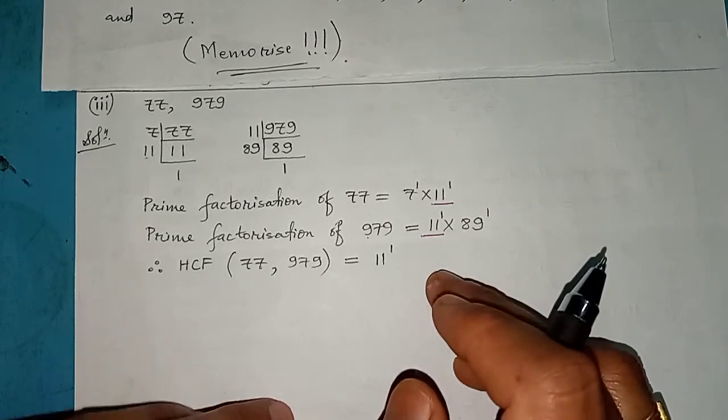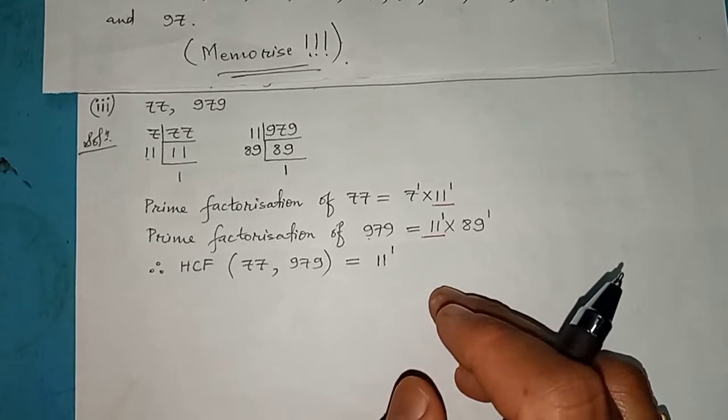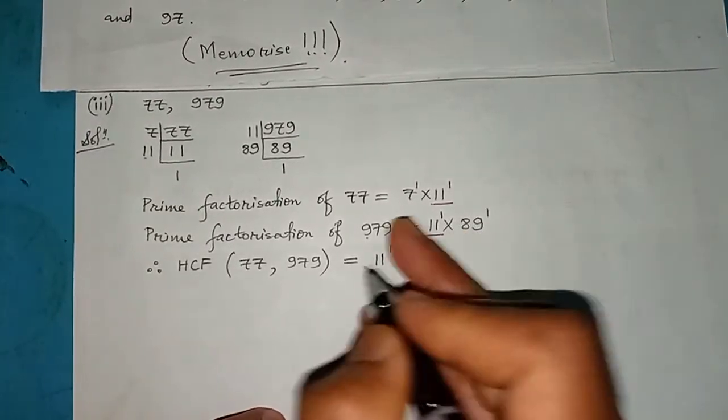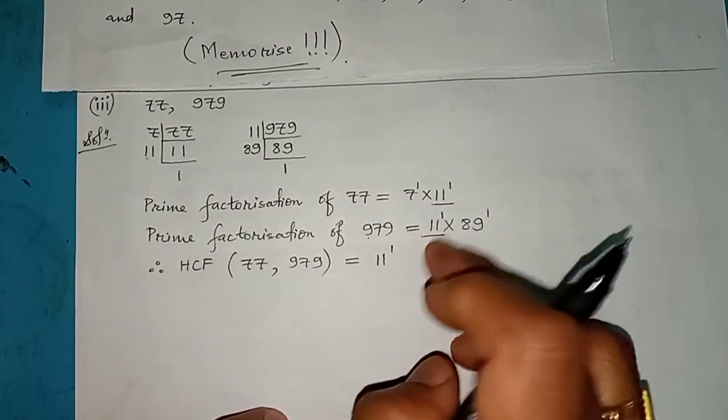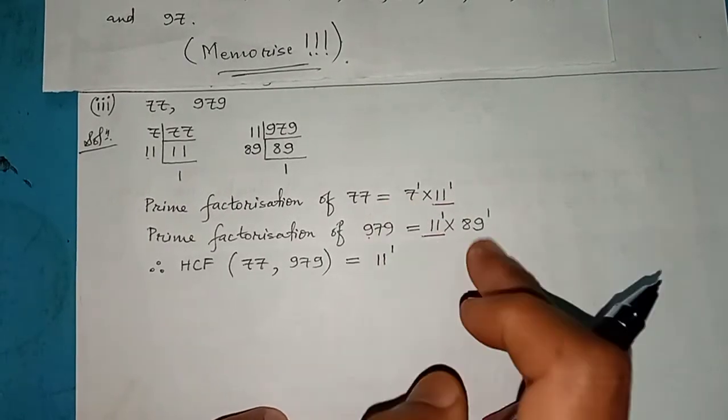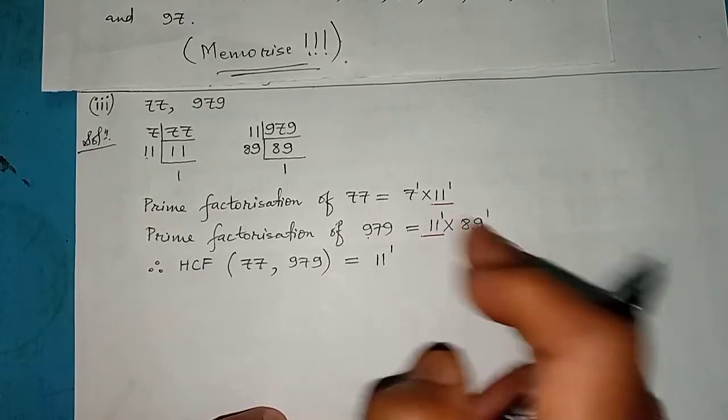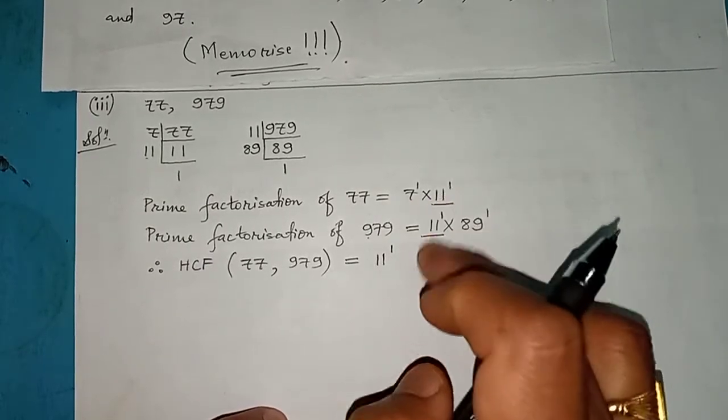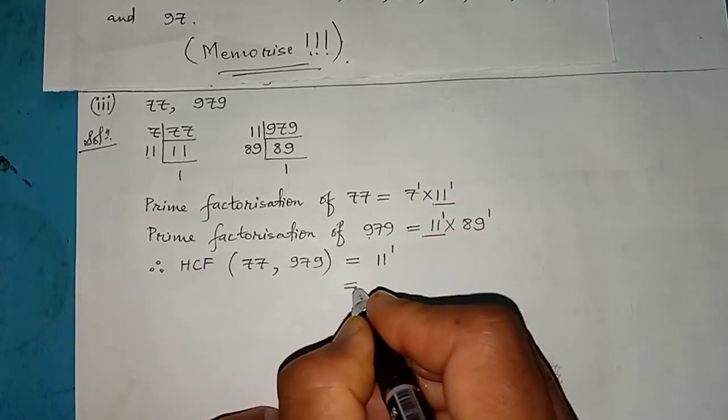Besides 11 there's no other common factor. 7 is here, 8 and 9 are here, but these are different from each other. So 11 is the only common prime factor, so we got the answer.